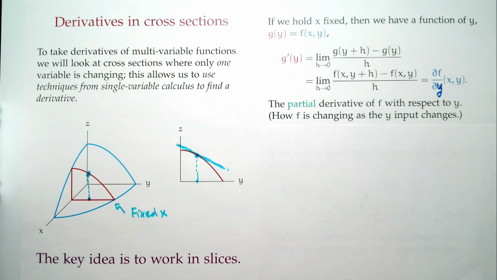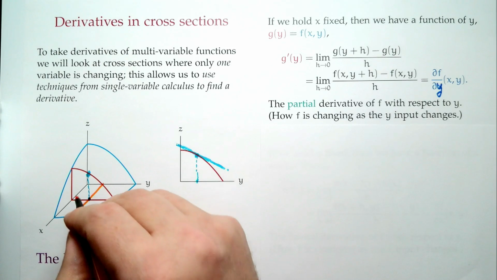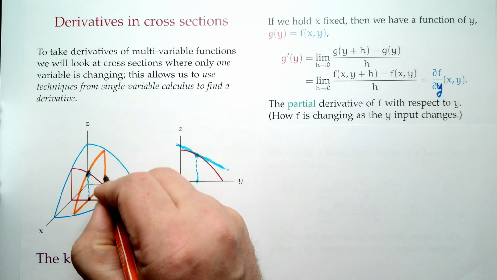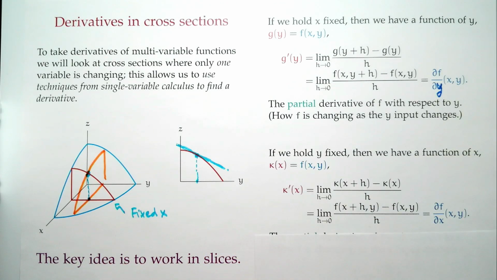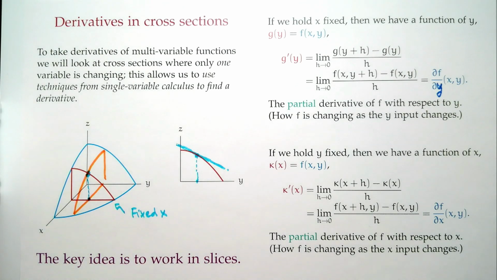Now, that is, I sliced and I fixed x. What could I have done? Is there anything else I could do? I could fix y. So if I fixed y, I would be getting a different kind of slice. It's the same process, though. We hold y fixed. We have a function of x. We'll call it kappa of x. And we run through, and we get what's called the partial derivative of f with respect to x.